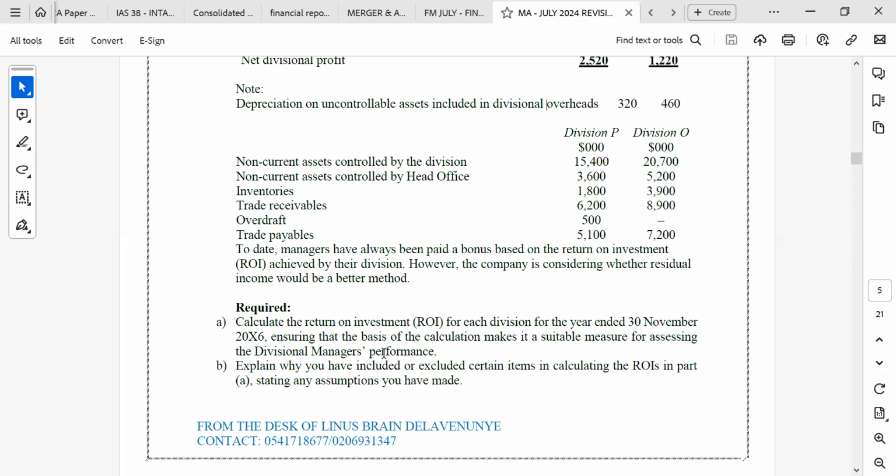Explain why you have included or excluded certain items in calculating the return on investment in part A, stating any assumptions you have made. I hope we have explained those already. We have answered this part of it already.